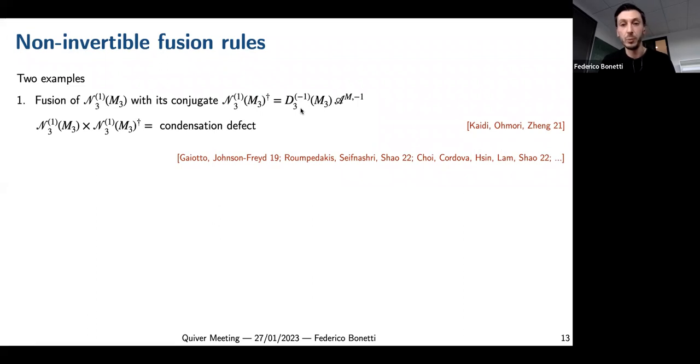And if one does a more careful analysis, that for reasons of time I'm not presenting here, one discovers that the right-hand side of this fusion is a so-called condensation defect. It's like a sum of lower dimensional defects. So it's a very dramatic deviation from the standard group-like fusion rule in that we do find the sum of different terms on the other side.